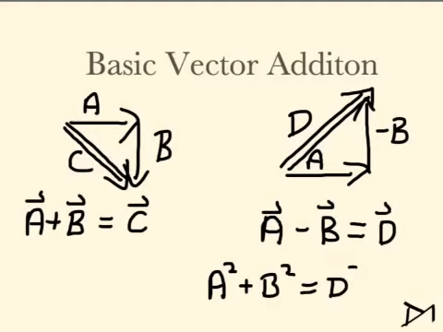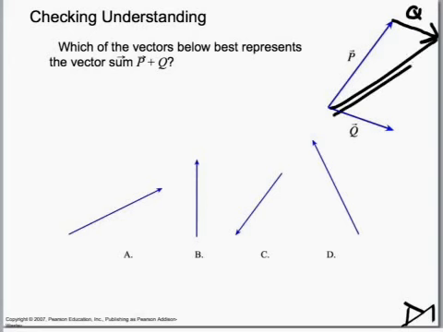We can still use Pythagoras' theorem. A squared plus B squared is equal to D squared. The sides of the right triangle equal the hypotenuse. A squared plus B squared equals D squared.